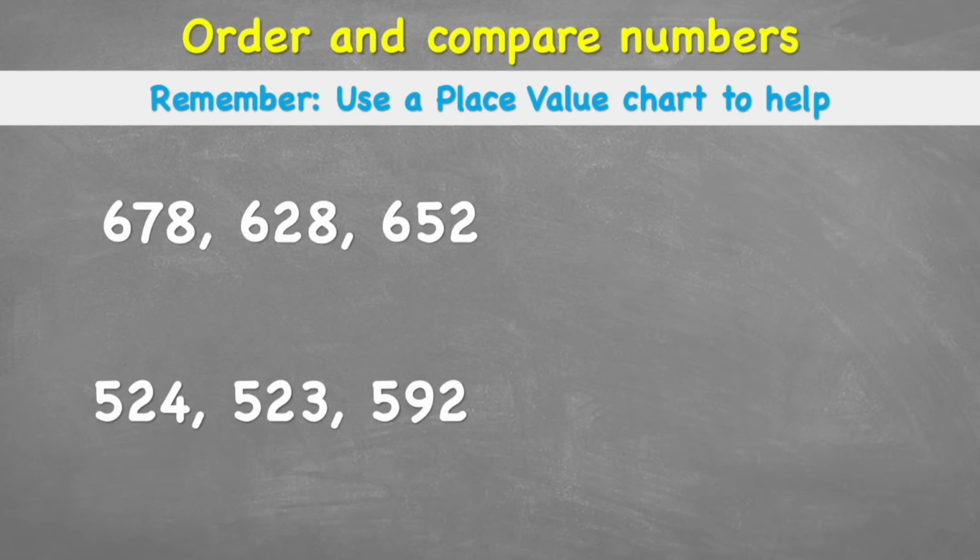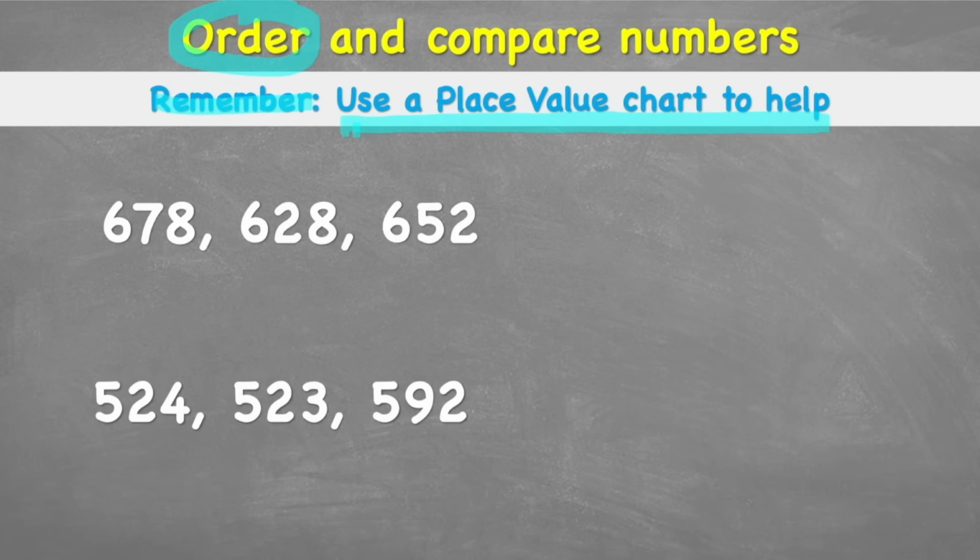Okay, so our top tip of what to remember today is that we're always going to try and use a place value chart to help us. So let's start by ordering some numbers then, and we have these two sets of numbers. We have set A and set B. So let's first look at set A. We can see we have 678, 628 and 652.